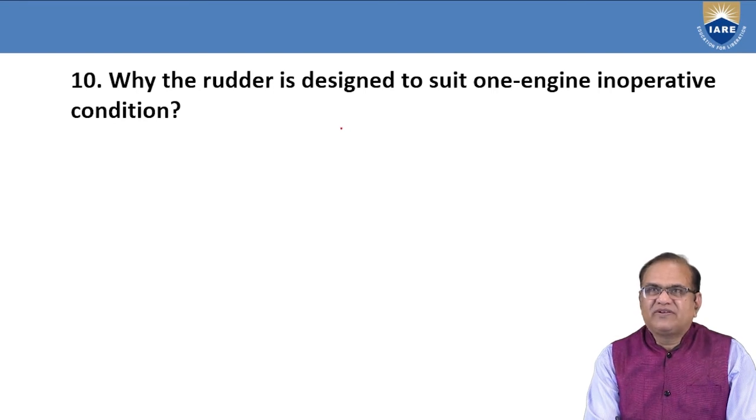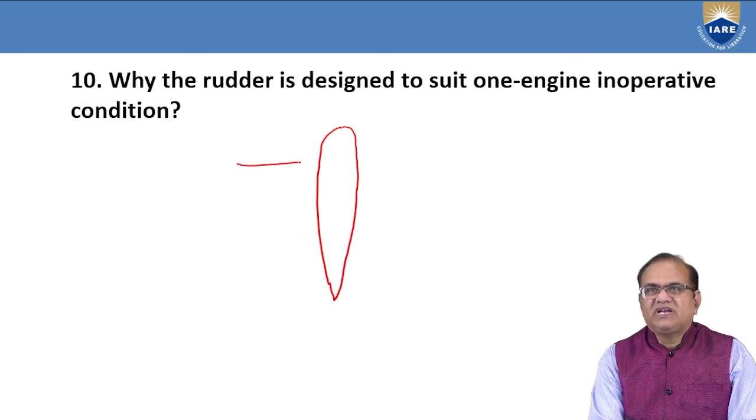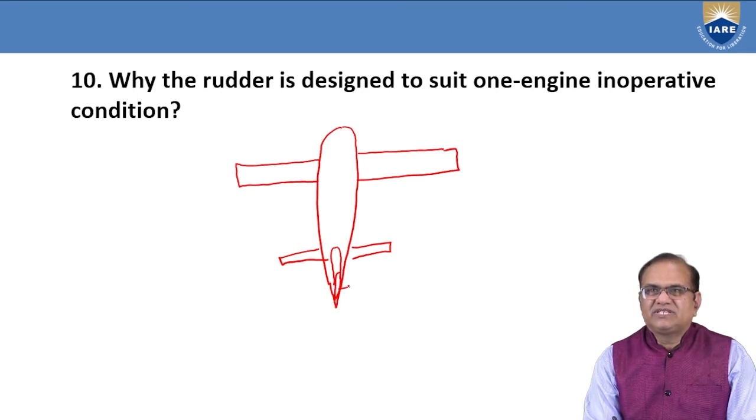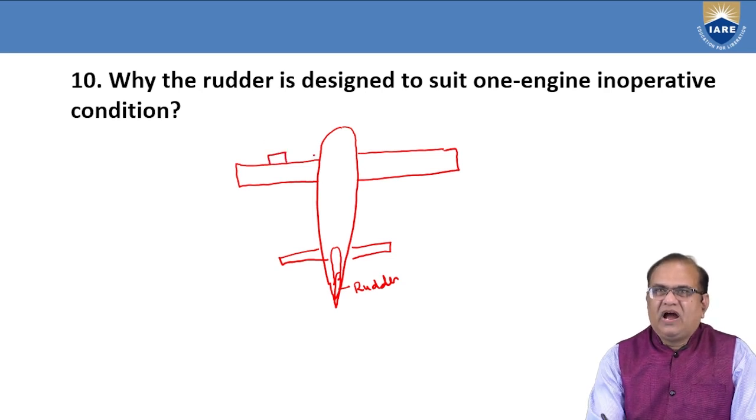I am drawing here one aircraft. This is the top view of the aircraft. Here is the wing. This is the wing. Here we have the tail. Here we have the vertical fin. I am drawing from the top view. And this is the rudder. Now one engine is here and another is here, the same distance. Both are at the same distance.